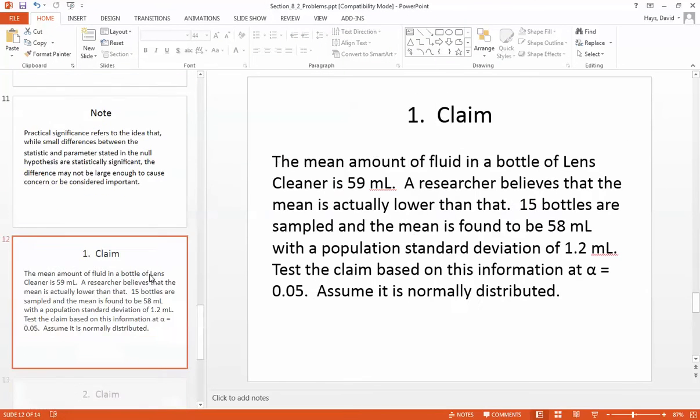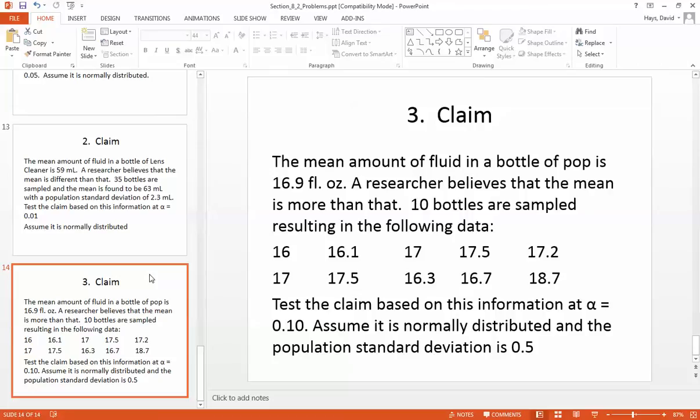And we go down to the last problem. I don't know how this one will turn out because I just made the standard deviation up out of my head. So we'll see.